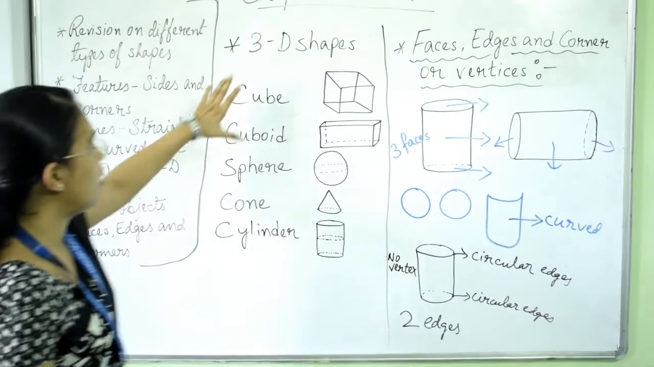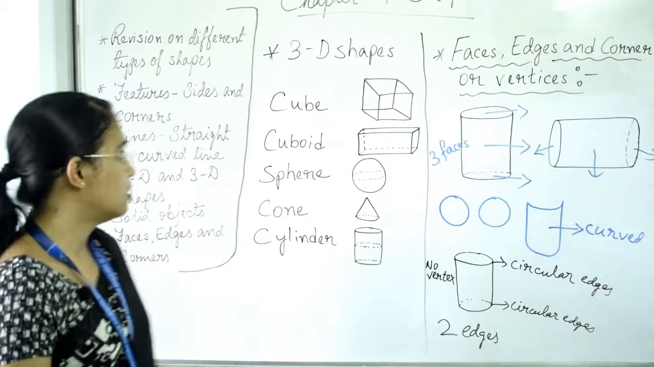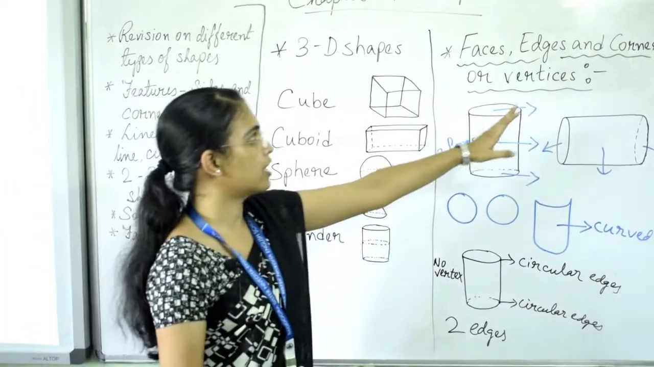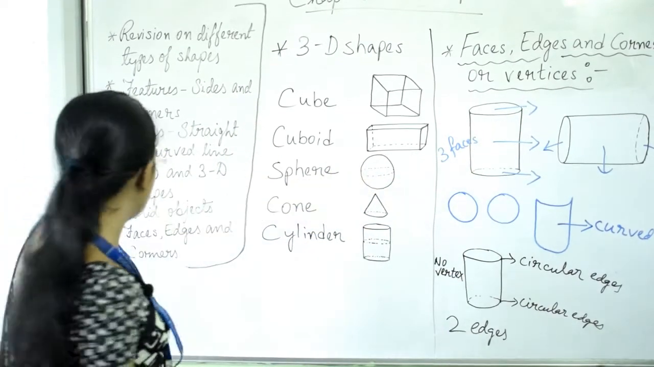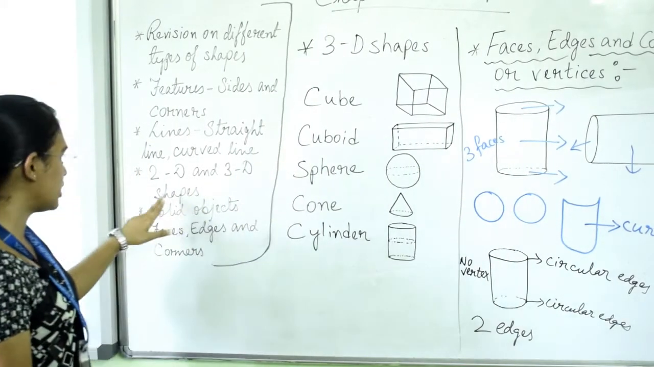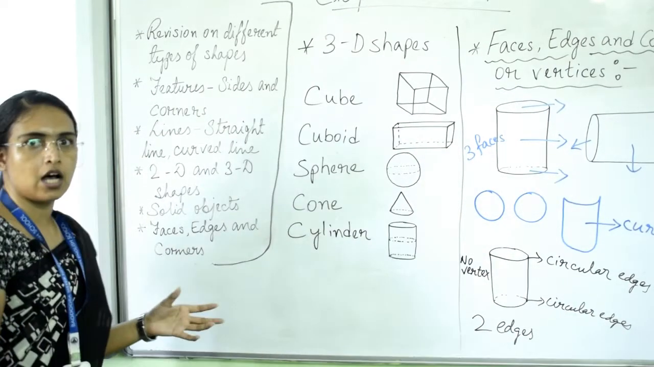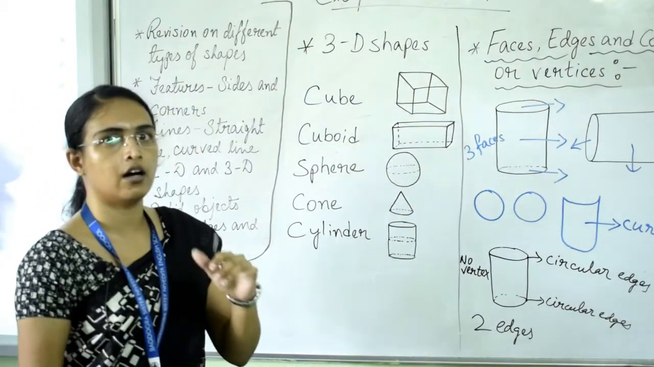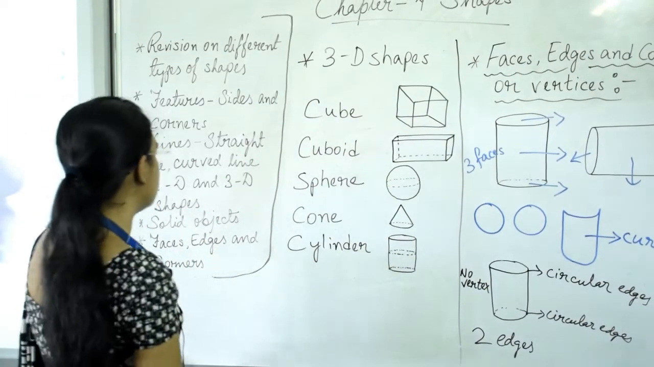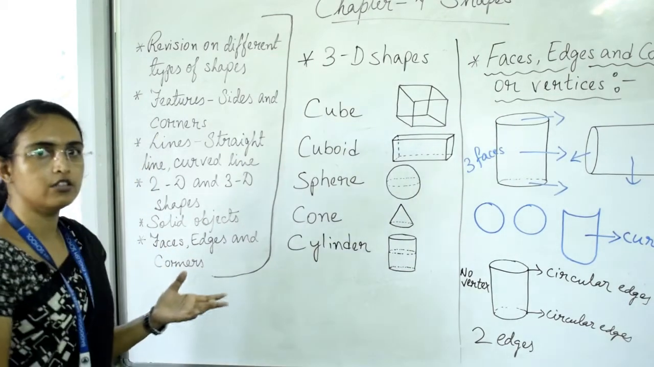So these all are 3D shapes, and today we have learned about various types of 3D shapes. They are faces, edges, and corners or vertex. And we have also learned about 2D and 3D shapes. What is 2D shapes and what is 3D shapes? Plane shapes which we can draw in a flat surface like paper, that is called 2D shape. And 3D shapes are solid objects. Solid shapes are called 3D shapes.